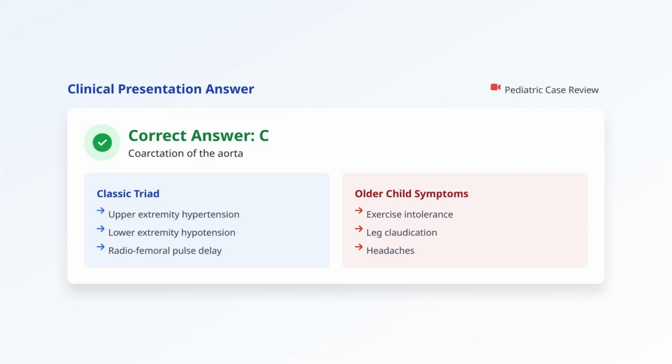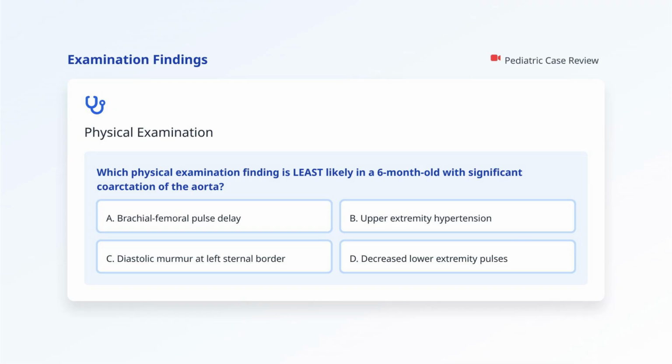Coarctation of the aorta. This case demonstrates the classic triad of findings: upper extremity hypertension, lower extremity hypotension, and radiofemoral pulse delay. In older children, coarctation often presents with exercise intolerance, leg claudication, and headaches related to hypertension. Unlike infants who present with heart failure, older children with coarctation typically present with symptoms related to chronic obstruction and collateral formation.